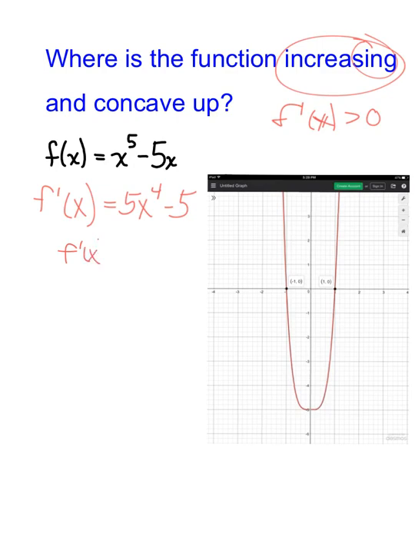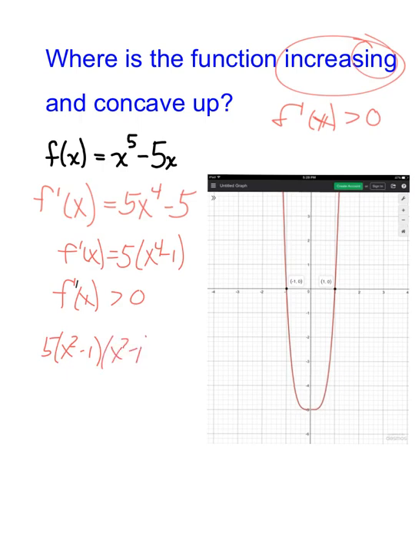To do a quadratic inequality, we just factor out the 5x to the fourth minus 1, and we'd ask ourselves, when would that first derivative be greater than 0? So what we look at is when is 5 times x squared minus 1 times x squared minus 1 all greater than 0. So we could work on that. Obviously, we'd have cases where it would be positive and positive, or we could have a negative and a negative. So we'd set x squared minus 1 greater than 0, so on and so forth. But right now we're just going to look at it graphically.